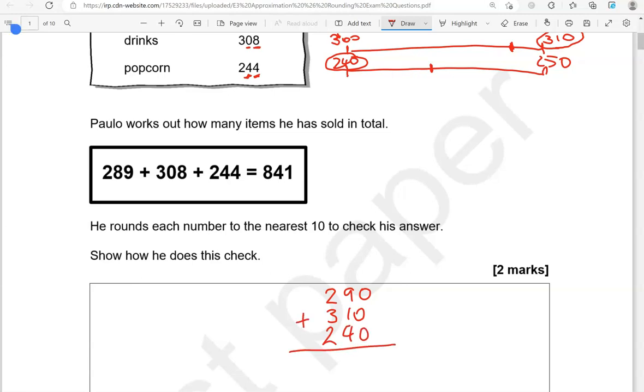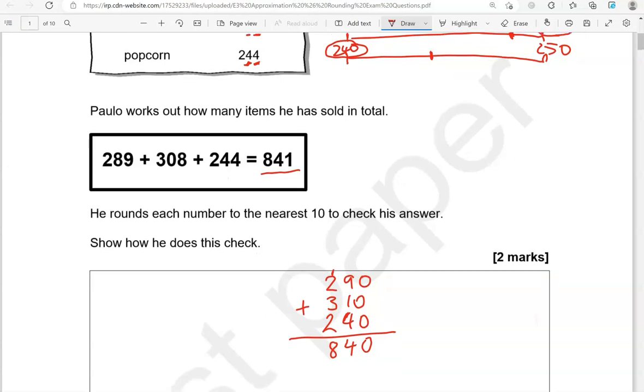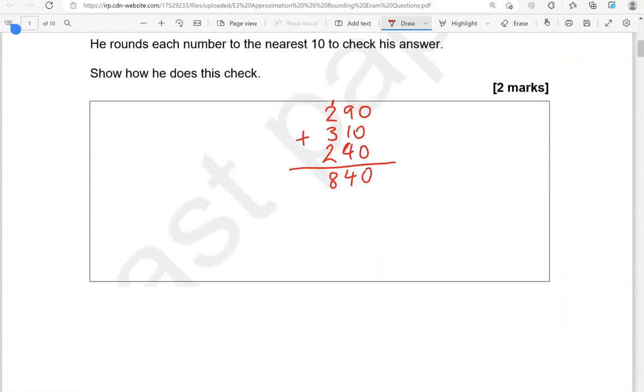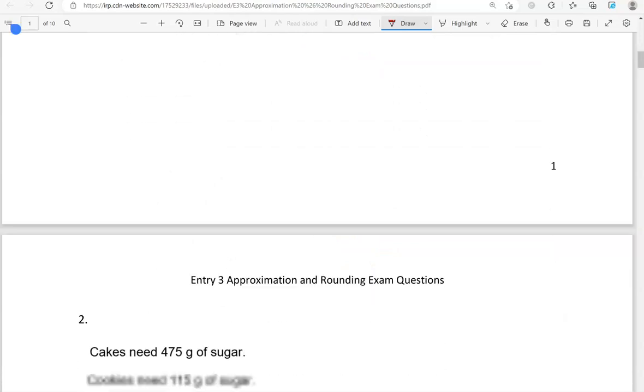And see whether the total is close to 841. So we've got 3 zeros, which equal 0 when added. 9 and 1, that is 10, and the 4, that is 14. So 4 down and 1 carried over. 2 and 3, that is 5, and the 2 is 7, and the 1 we carried over, that is 8. So 840, which is very close to 841. So that is showing us that the calculation is correct. So that's a way of checking answers.